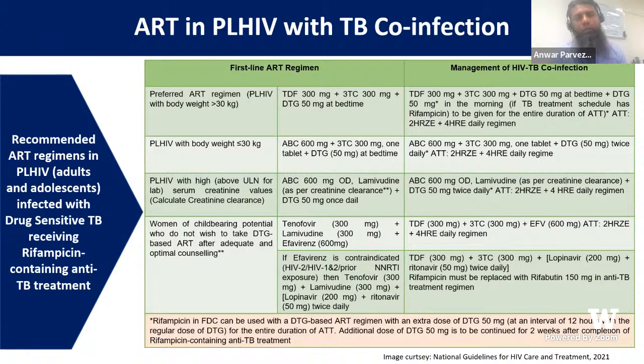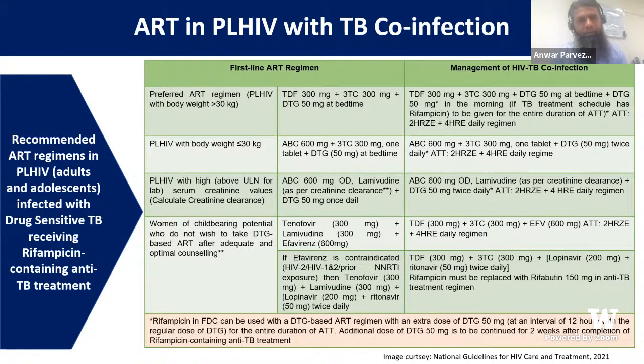And if patient weight is less than 30 kg, then you cannot give, obviously, tenofovir. As a substitution for tenofovir, there is abacavir, which is available. That is why you give this combination of abacavir, lamivudine, and dolutegravir. And the same goes with the additional dose of dolutegravir if the patient is on rifampicin-based anti-TB drugs.